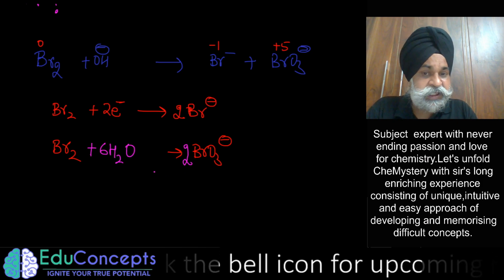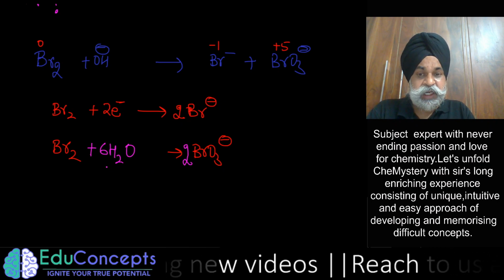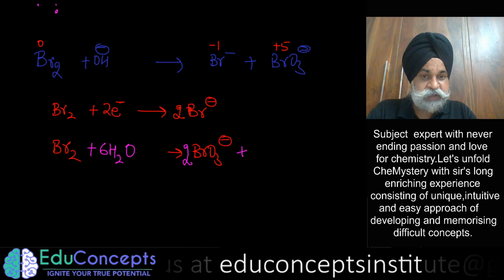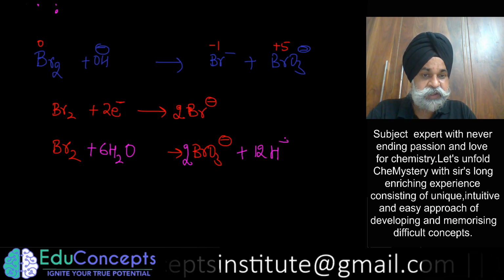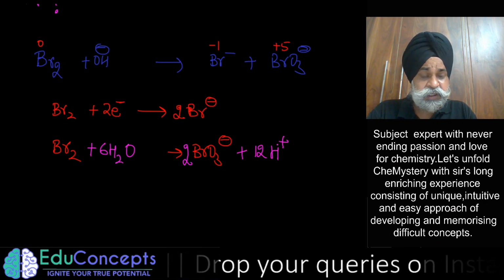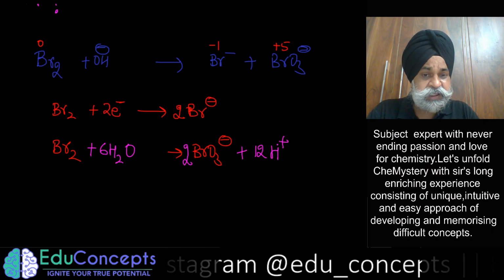Now once the oxygen has been balanced, you have to go for the hydrogen balancing. So how many hydrogens are there? Here you have 12 hydrogens, so put 12 H positive here. So hydrogen also got balanced. Is it okay? Now everything got balanced. Now you have to balance the charge.